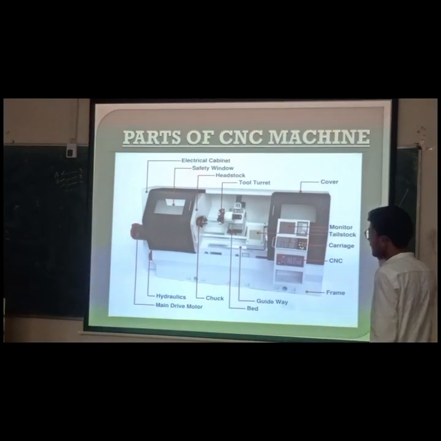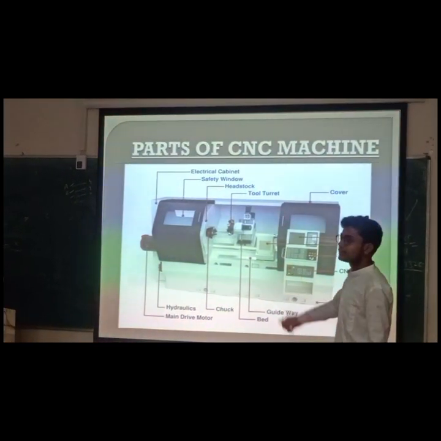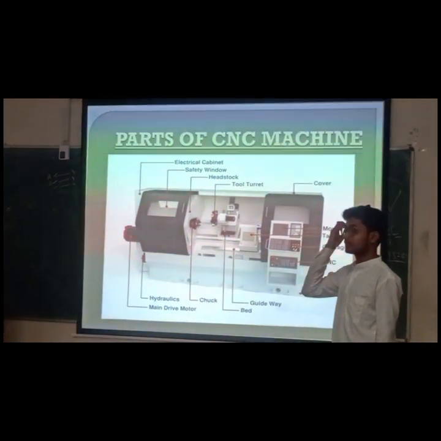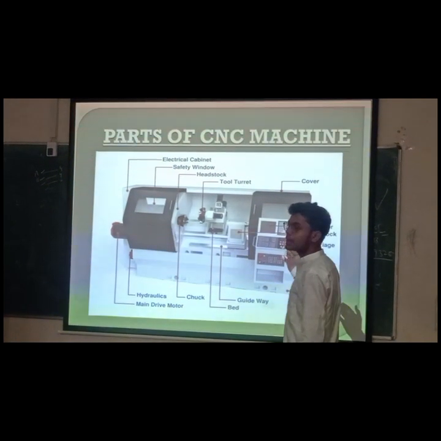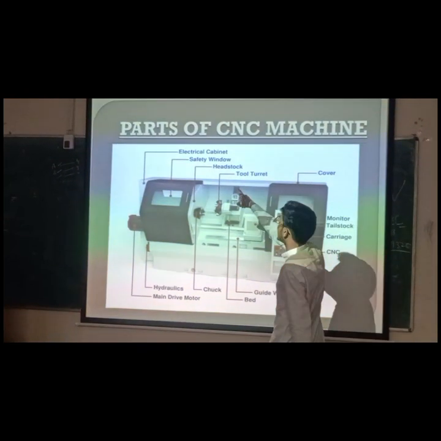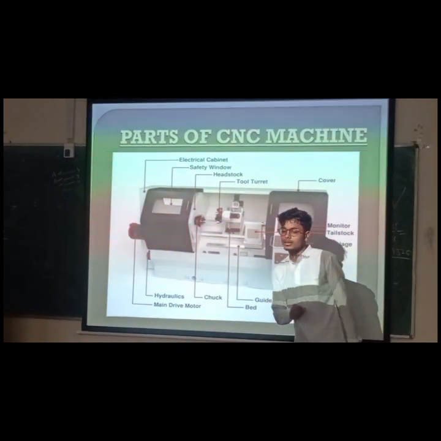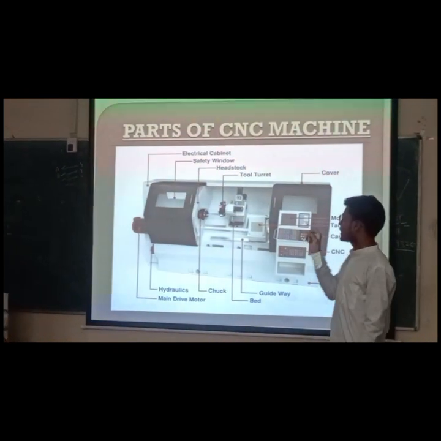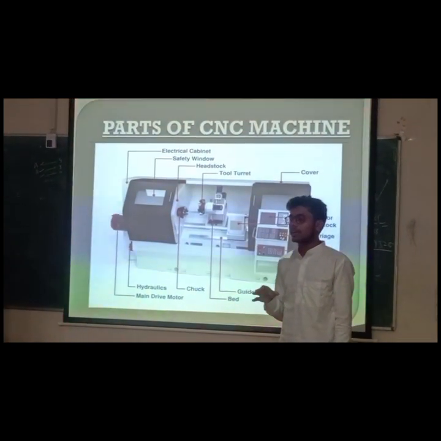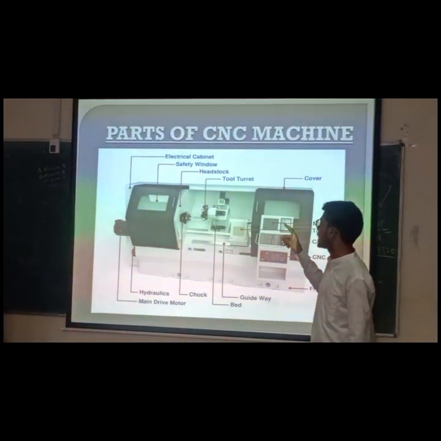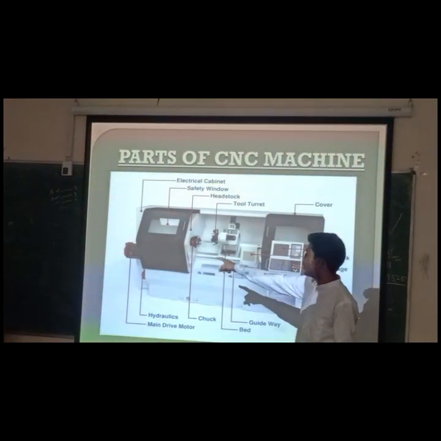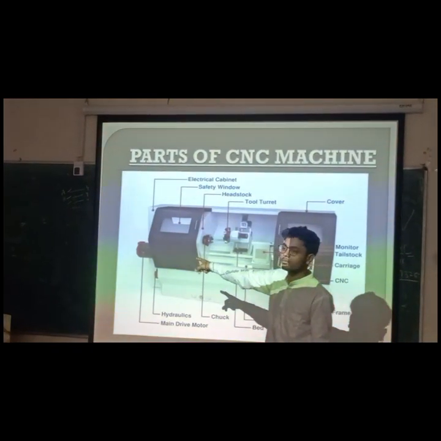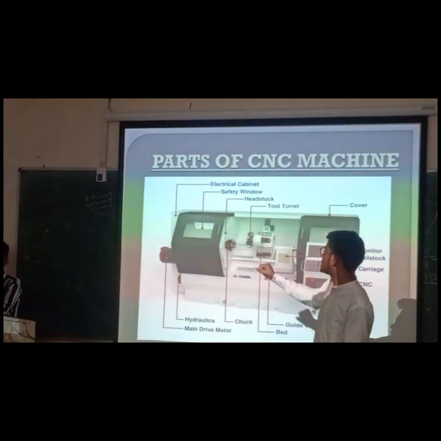Next are the parts of the CNC machine. These are the main parts of the CNC machine. First is the electric cabinet. All the wire connections come out from the electric cabinet. It supplies power to the monitor, control panel, hydraulics, and the electric AC motor.